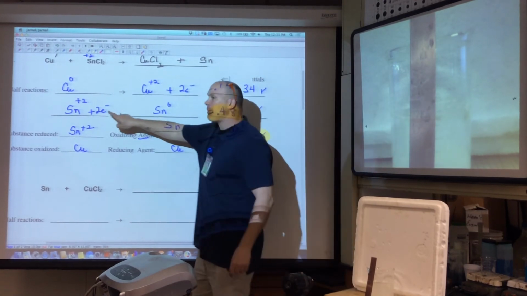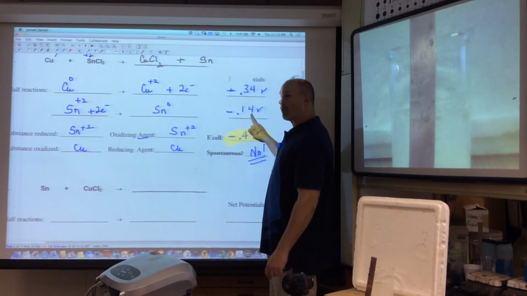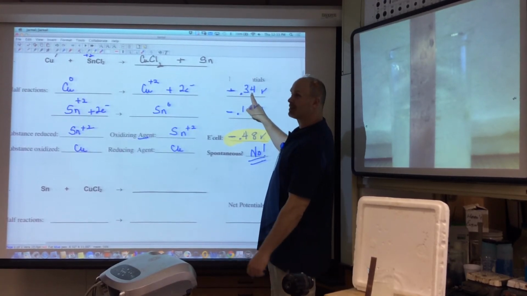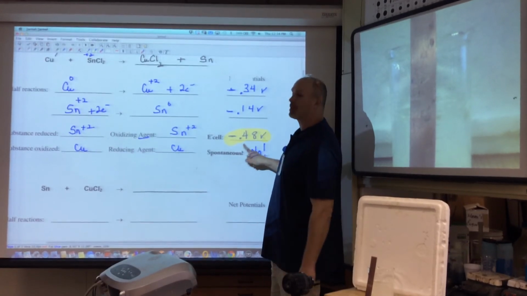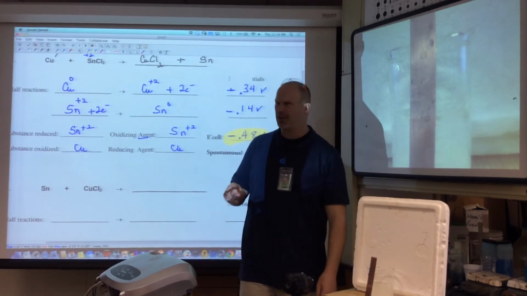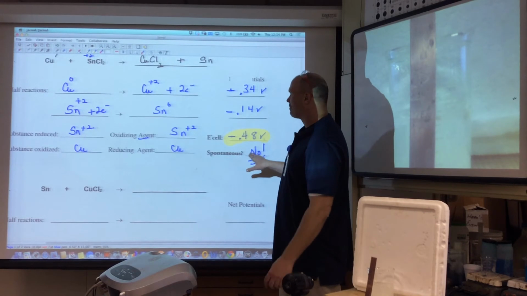Tin doesn't like to, think about it. For tin to reduce, you need 0.14 volts. This guy's negative 0.3 volts. So you need a collection of total negative 0.48 volts to make this happen. That's what electrolysis is. Okay, so this doesn't work.